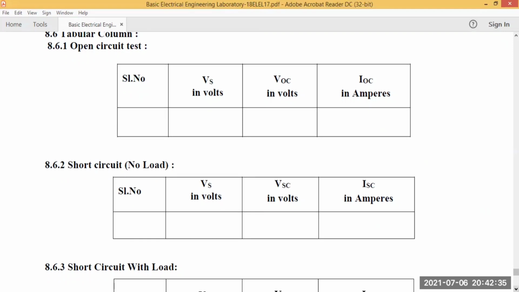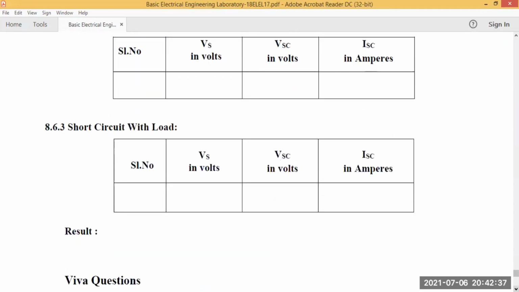And if it comes to the short circuit with load, 232 volts is the input supply and output voltage is 0. And whatever the short circuit current, it shows about 4.5 amps as per the demonstration. So the objective of this experiment is to analyze the open circuit test and short circuit test, with applying load and without applying load. Next, we can go for the demonstration video.